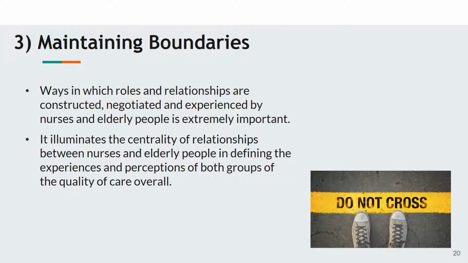The third component is maintaining boundaries. The ways in which roles and relationships are constructed, negotiated, and experienced by nurses and elderly people are extremely important and illuminate the centrality of relationships between nurses and the aging population in defining the experiences and perceptions of both groups and quality of care overall. Therefore, it is important to maintain professional boundaries with these patients to optimize their health.